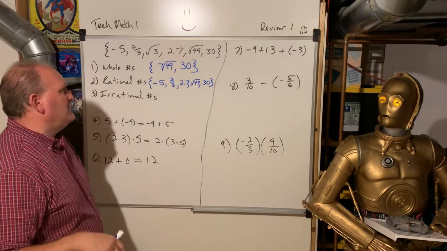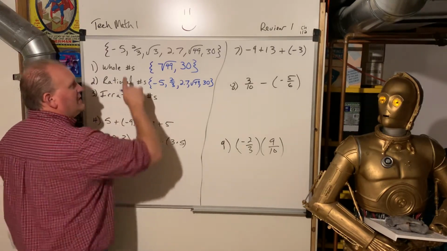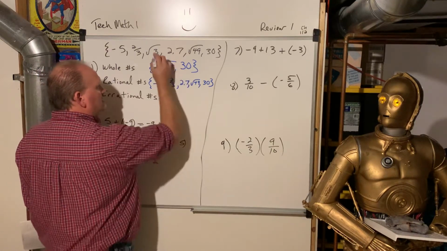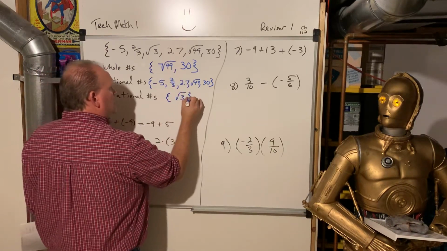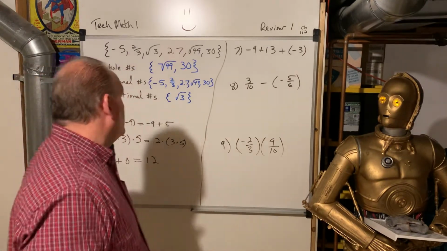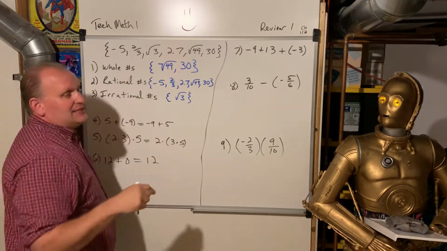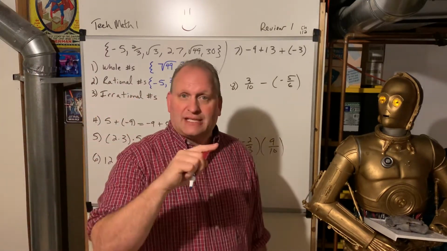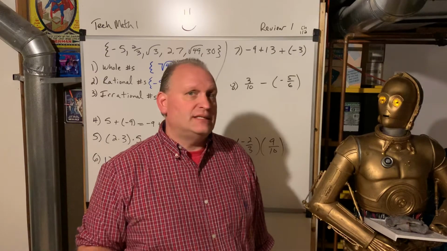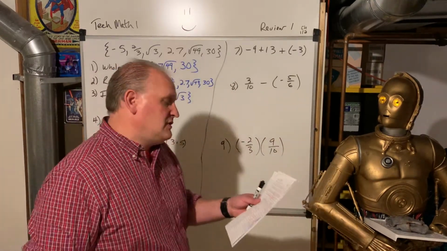Irrational numbers are non-terminating, non-repeating decimals. So the only one that fits the bill there is the square root of 3. It is irrational. This other one is a repeating decimal. That's 0.666666 forever, but it's got a pattern to it. So that isn't irrational, that's rational. It can be expressed as the division of two numbers.